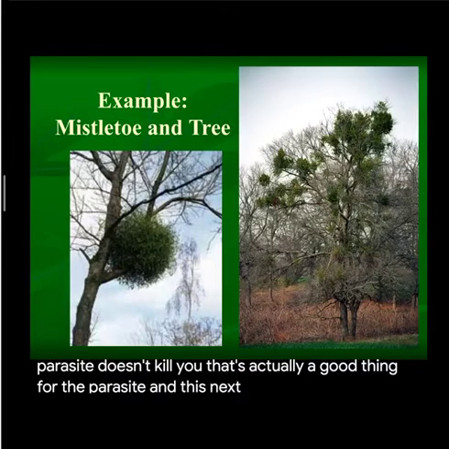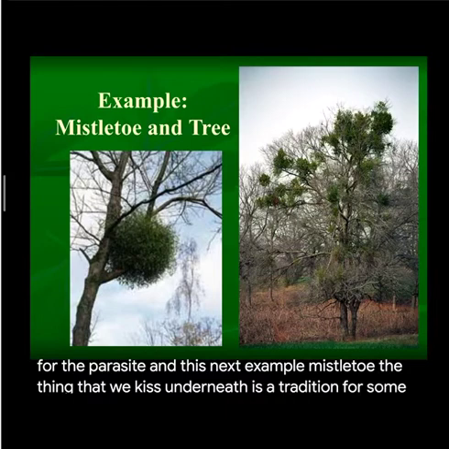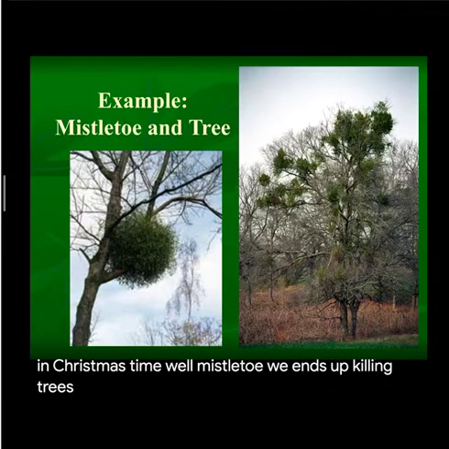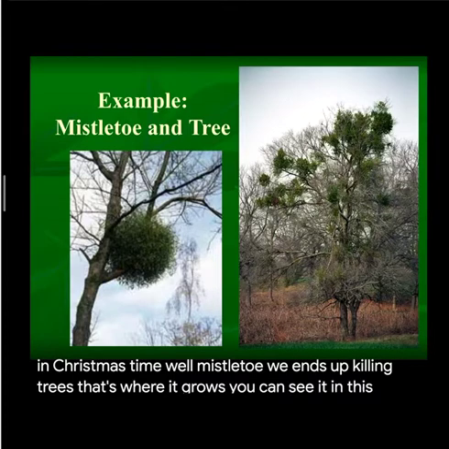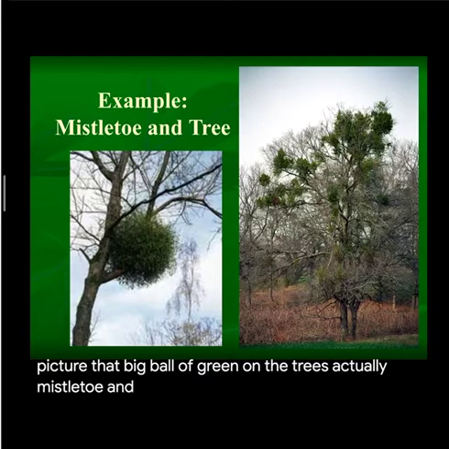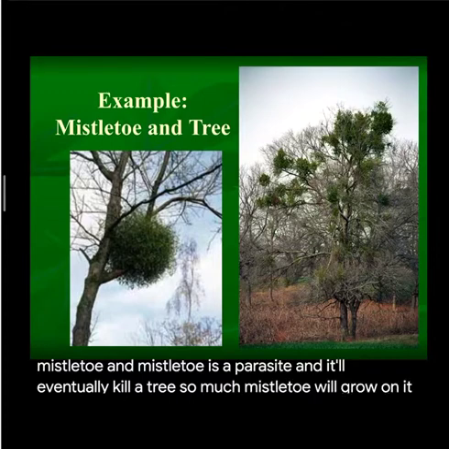In this next example, mistletoe, the thing that we kiss underneath, is a tradition for some at Christmas time. Well, mistletoe actually ends up killing trees. That's where it grows. You can see it in this picture. That big ball of green on the tree is actually mistletoe, and mistletoe is a parasite. And it'll eventually kill a tree. So much mistletoe will grow on it.